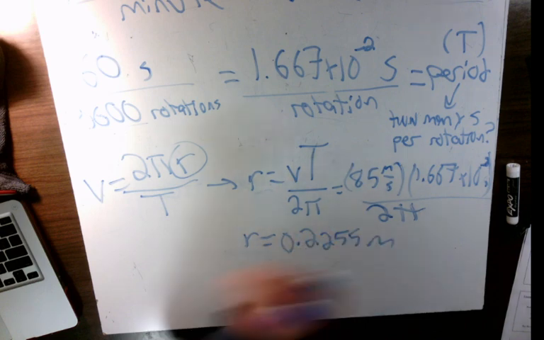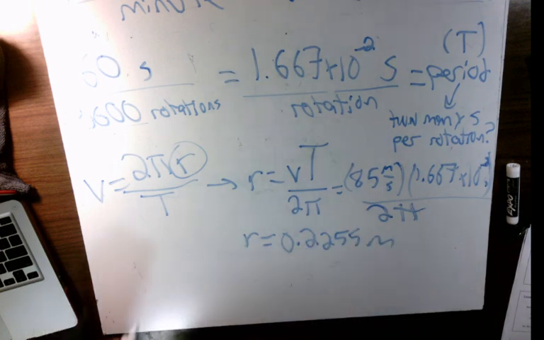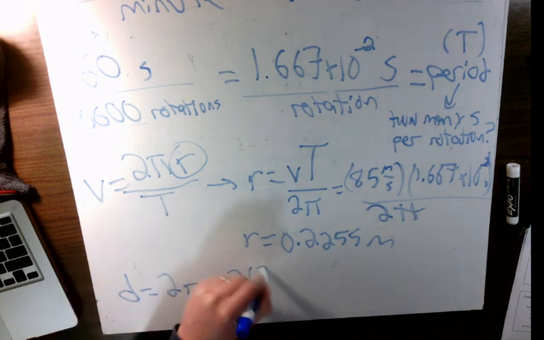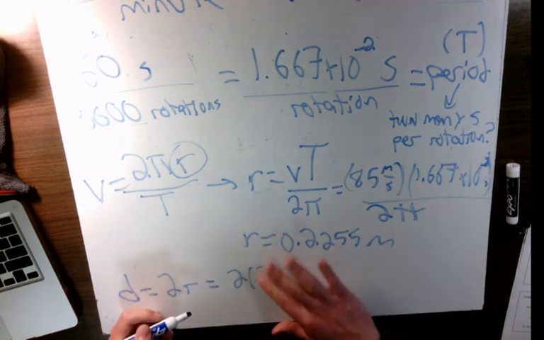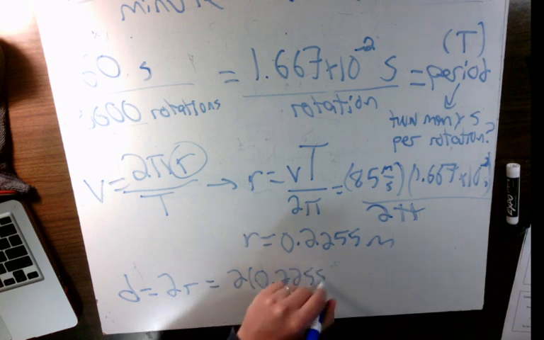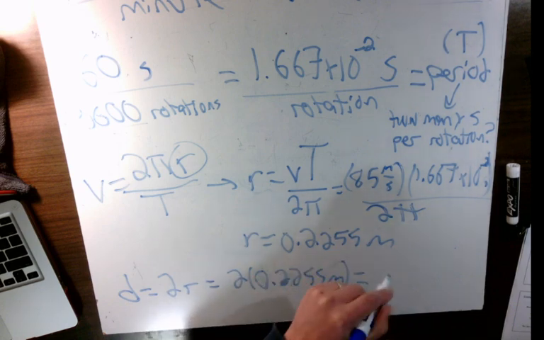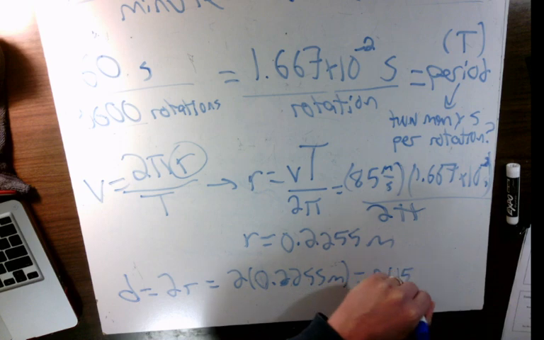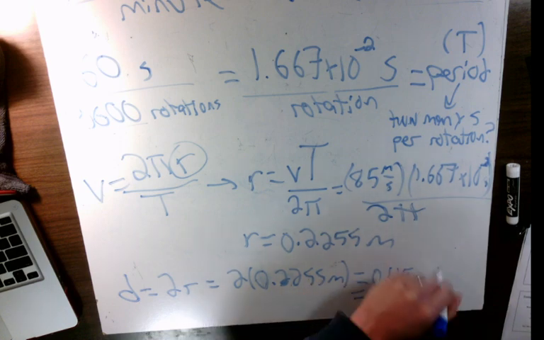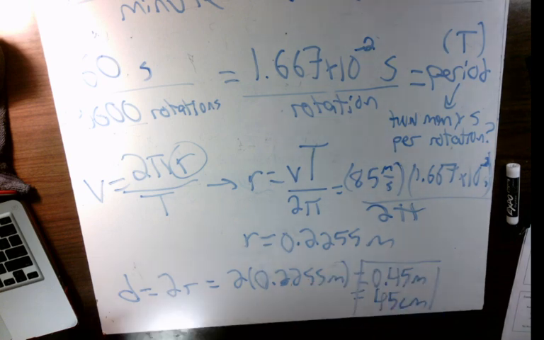0.2255 meters. And from here, we know diameter is twice our radius, which is twice of this 0.2255 meters, giving us 0.45 meters or 45 centimeters. That's the diameter of this centrifuge that is spinning our test tubes around.